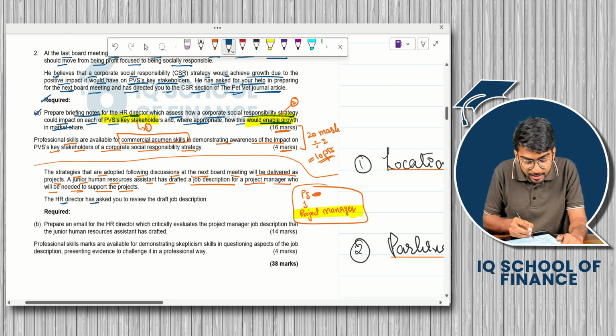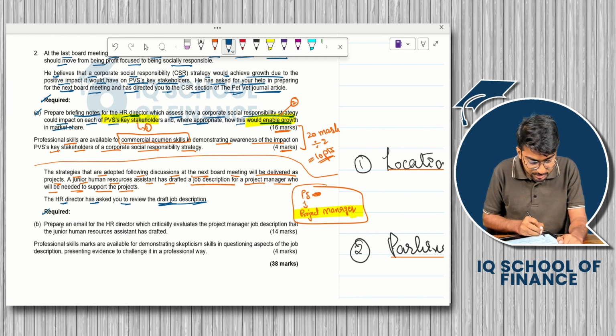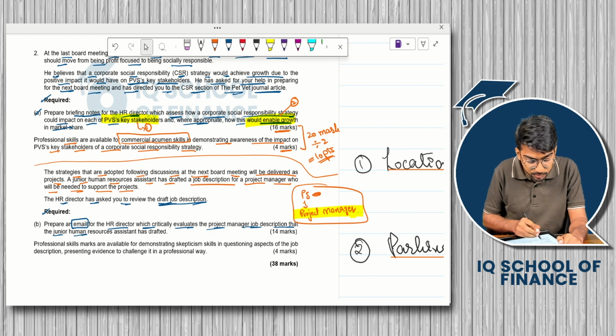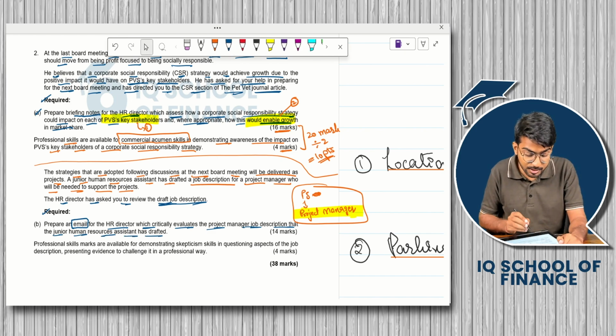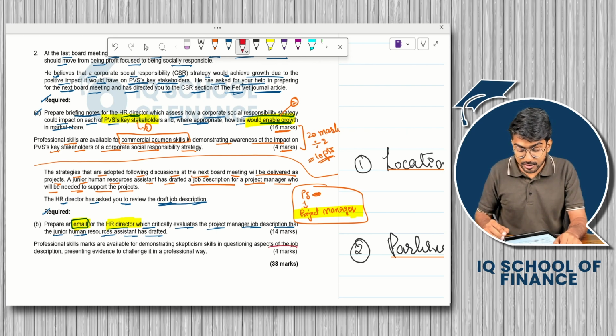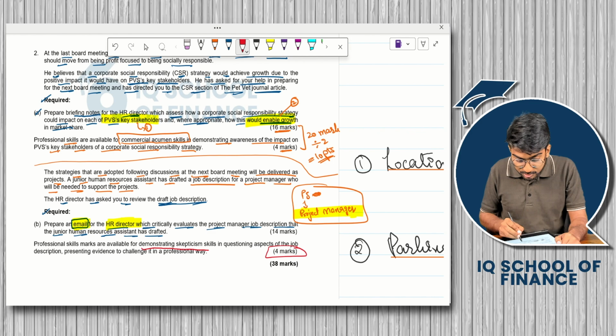The HR director has asked you to review the draft job description. So we have to review it, and the requirement is to prepare an email for the HR director which critically evaluates the project manager job description that the junior human resource assistant has drafted. So basically we are required to write an email to the HR director. We have to give due weightage to the format which is asked. Otherwise, these 4 professional marks you can never achieve in full, right? So the professional skill marks are also available for demonstrating skeptical skills.